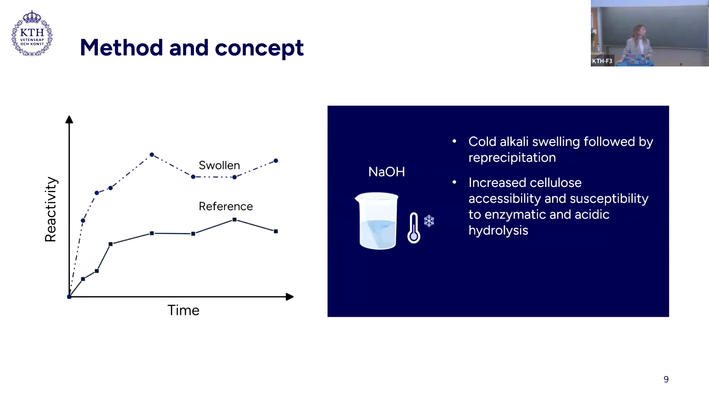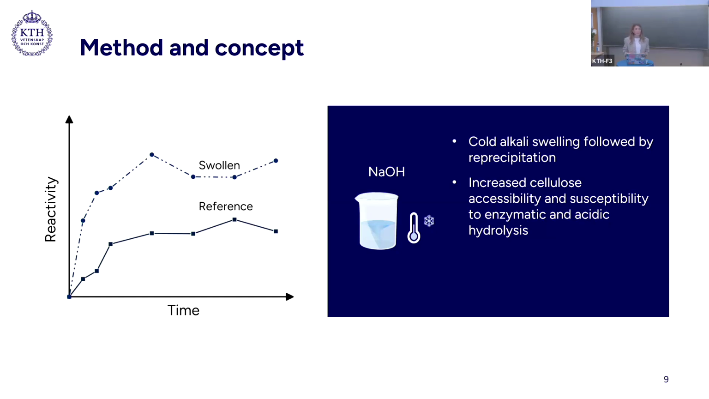Previously in our group, we have seen that if we do a cold alkaline swelling, and then we follow up with some reprecipitation, this swollen cellulose has a higher accessibility, but also susceptibility to both enzymatic and acid hydrolysis.